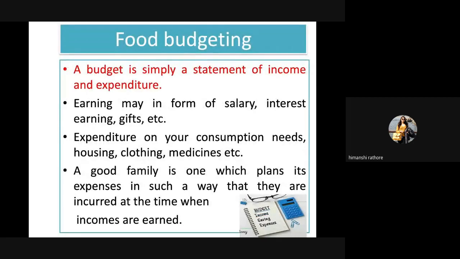Then, moving forward, we are coming to the food budget. What is food budgeting? A budget is simply a statement of income and expenditure. When there is a source of income, whether it's the prime family member who's earning in your family, that is a source of income.